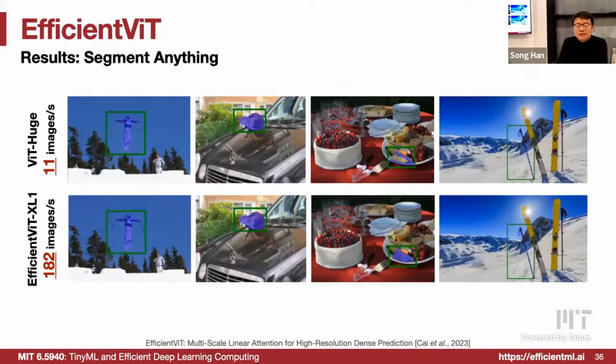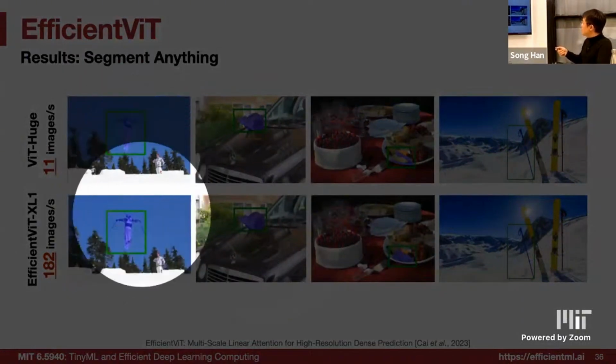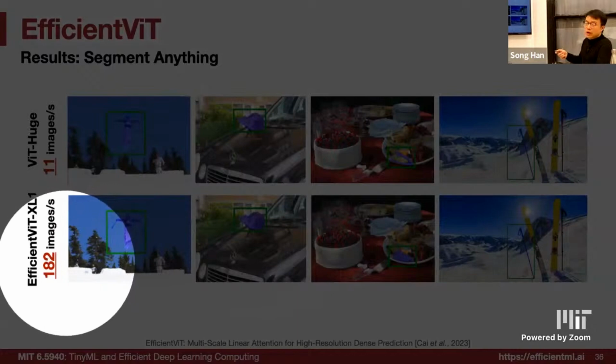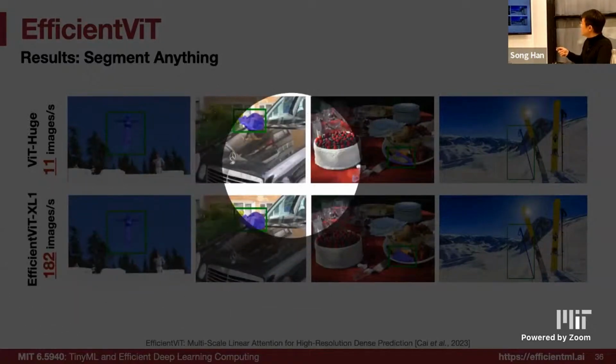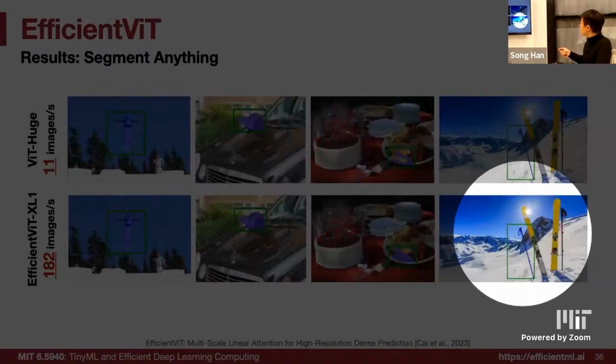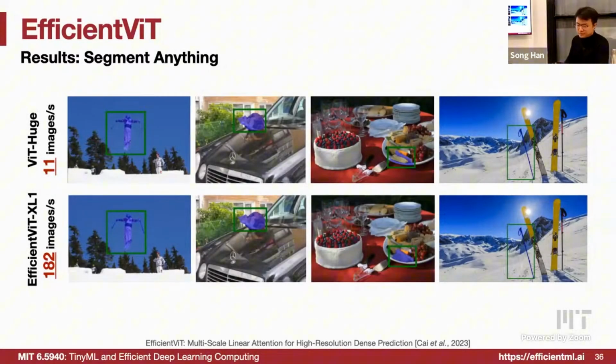And let's see how that applies to the Segment Anything task. Here we are using the box prompt. This is the segmentation result, very good quality, but the throughput is increased from 11 to 182 images per second. We're segmenting the cat, the fruits, and a very thin pole right here. It's very thin, but it's very well segmented.